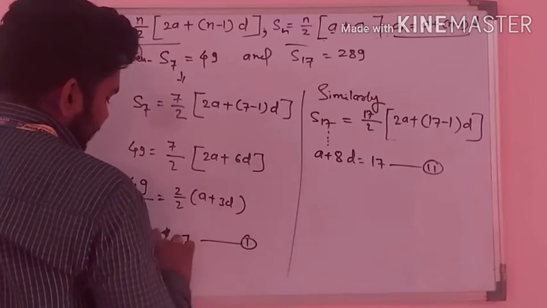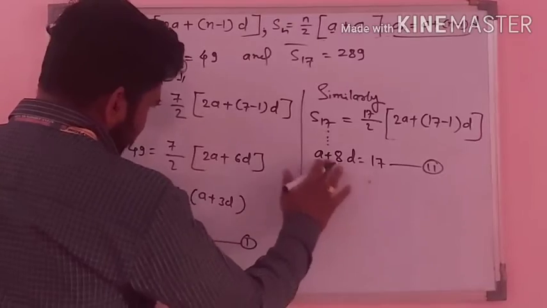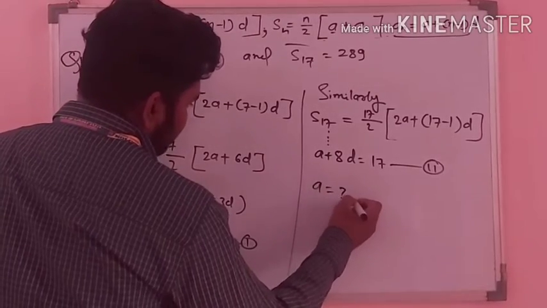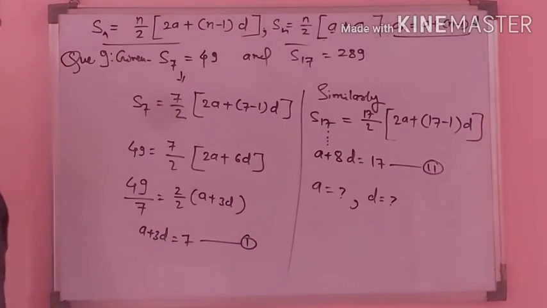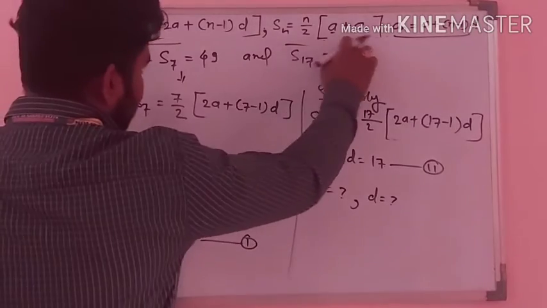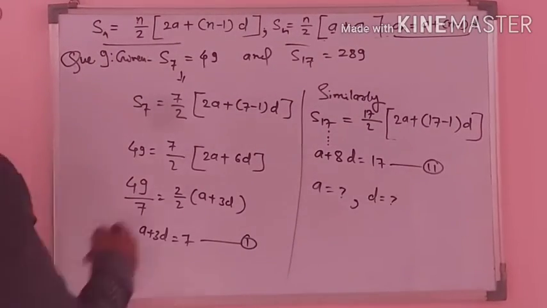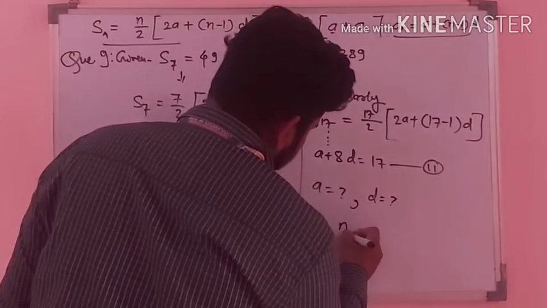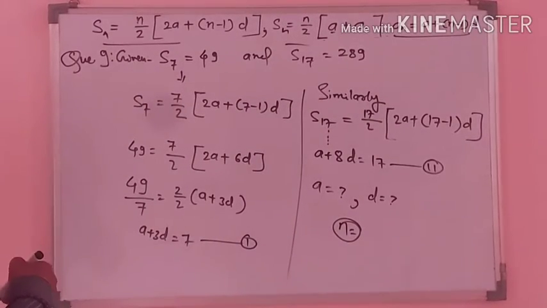Okay, so we will get this value and this value. Then we get the value of A and D. We can't put the values of A and D in this one, we will put them in the other equation. So we put the values of A and D in it, then we get the value of n. Whatever n we get, that is the value of n terms.